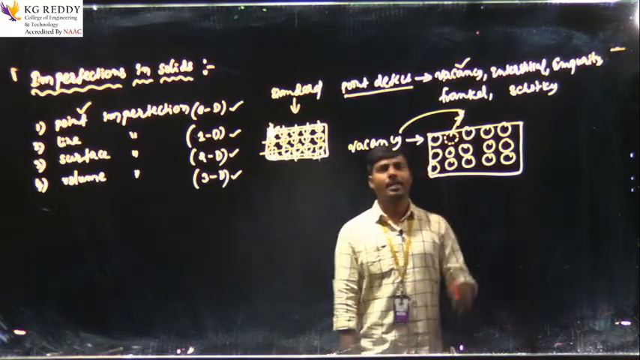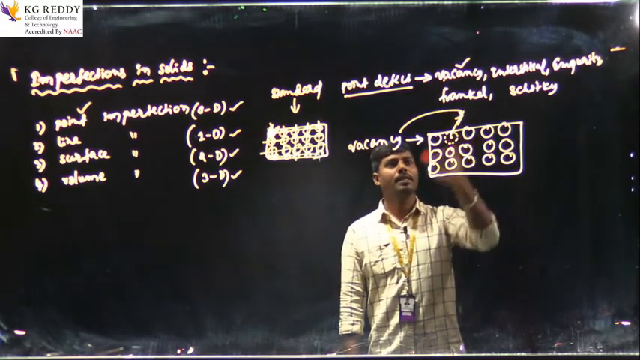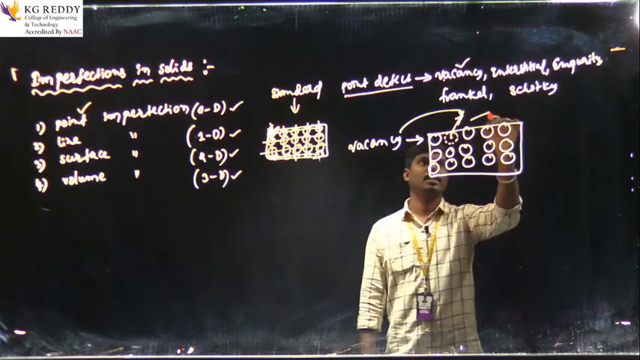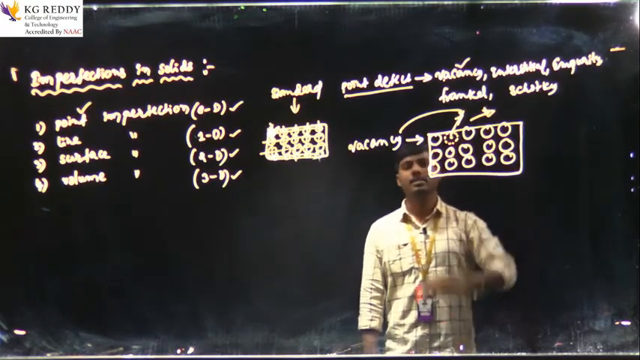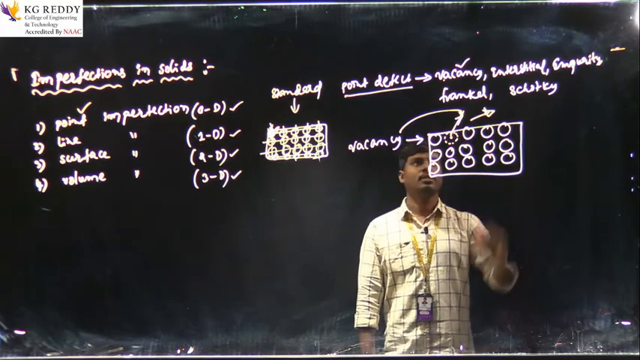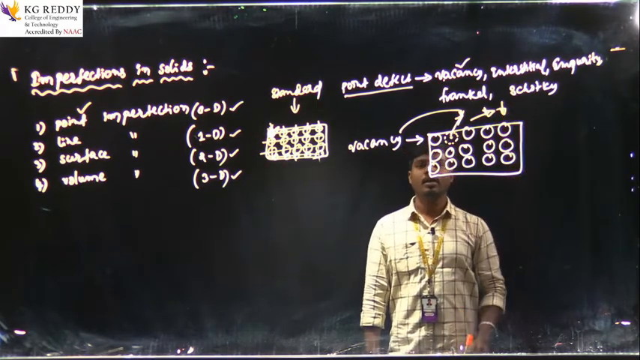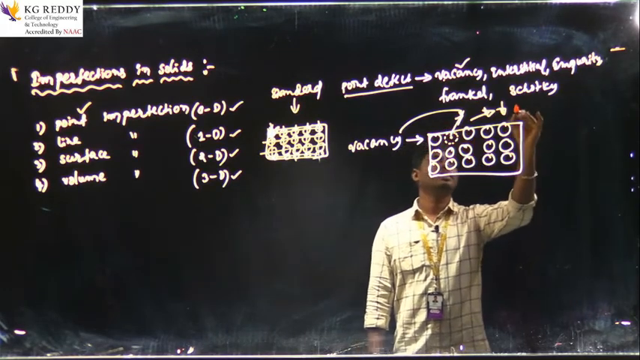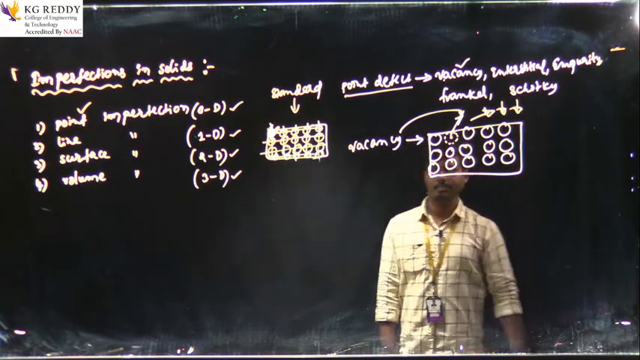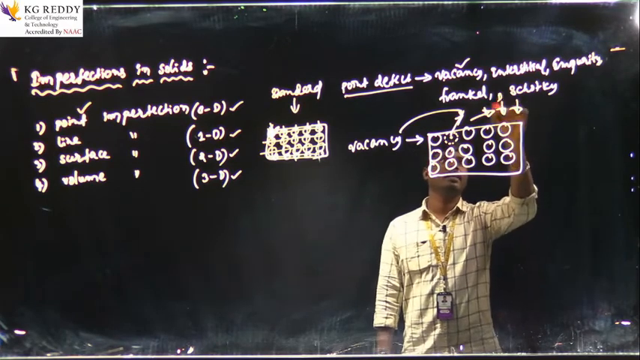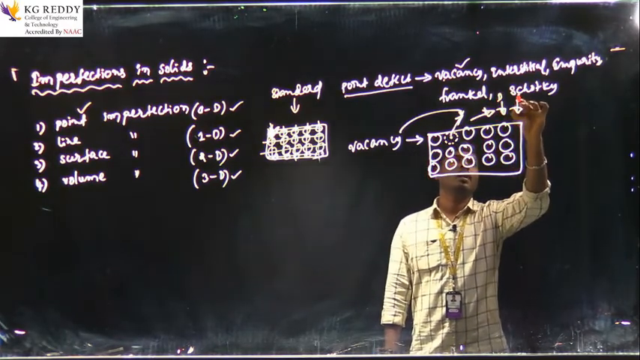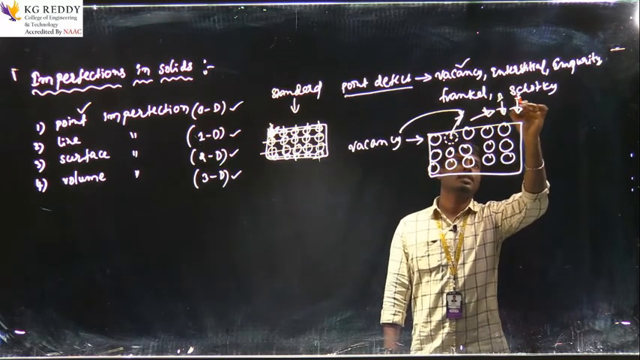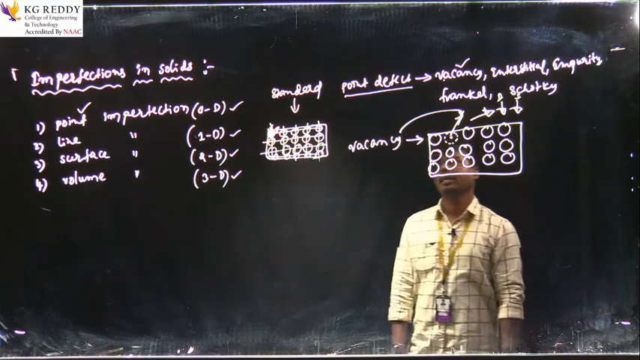When there is a vacancy defect, one atom is missing, right? Due to the missing of one atom in the lattice space, the total density of the material decreases. When there is a decrease in the density of the material, the strength also decreases. Here I am indicating D for density and S for strength. So when there is a decrease in the density, the strength of the material also decreases.